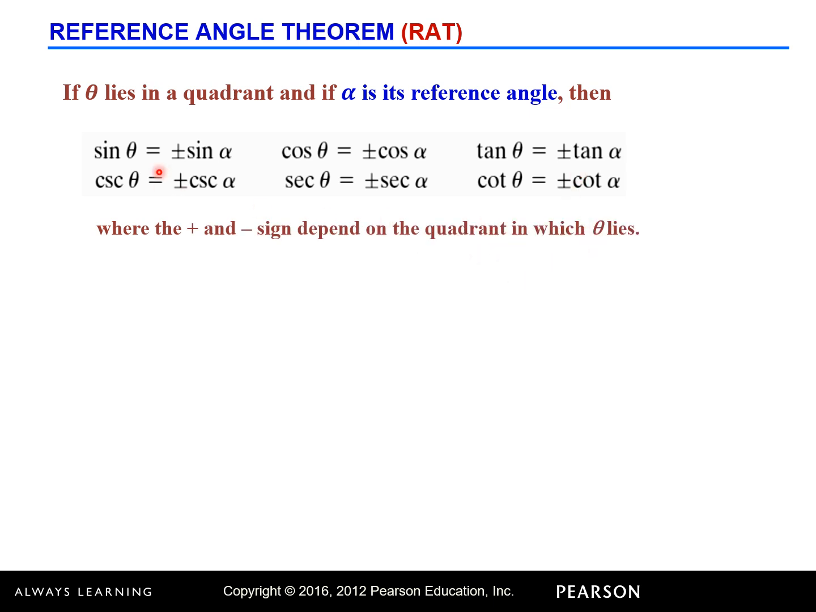For example, if theta is in quadrant 2 and the sign of sine in quadrant 2 is positive, you have to choose a positive here. For example, in cosine theta, and this theta is in quadrant 3, and we know that the sign of cosine in quadrant 3 is negative, so you have to choose a negative here.